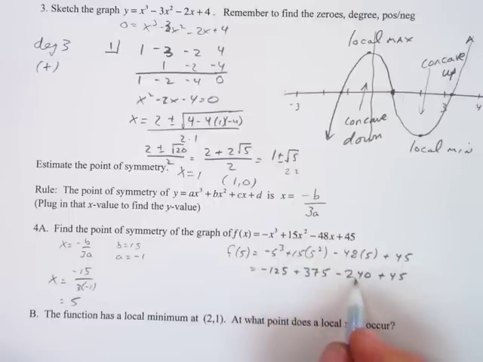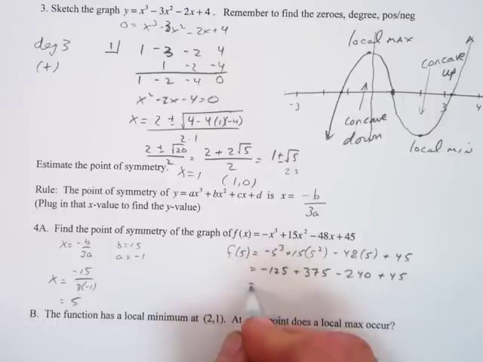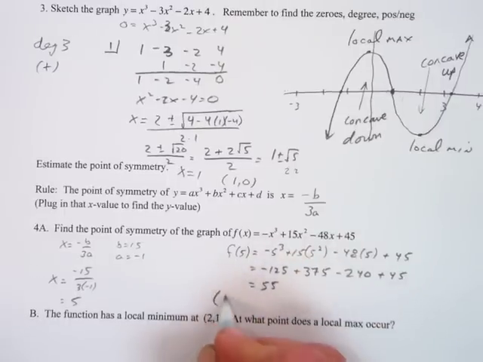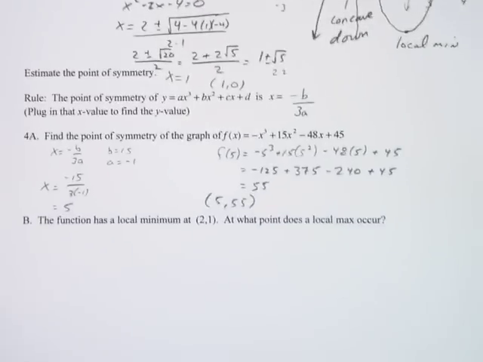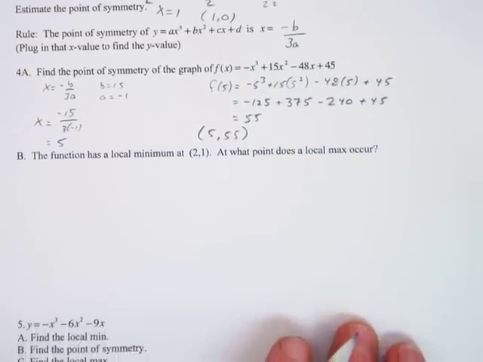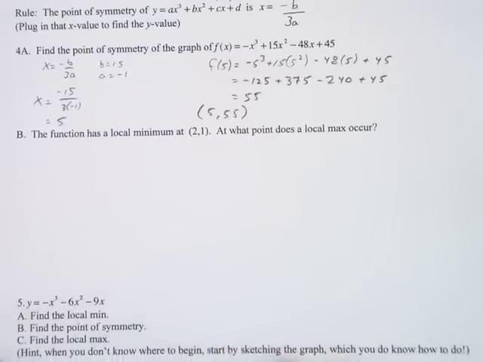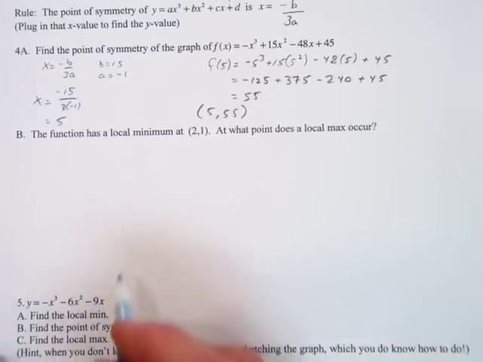Let's see, this is going to give us negative 300, these two together 65, and then add it with 375 is 10, so this will give us 55. So our point would be (5, 55). The function has a local min at (2, 1). At what point does the local max occur?